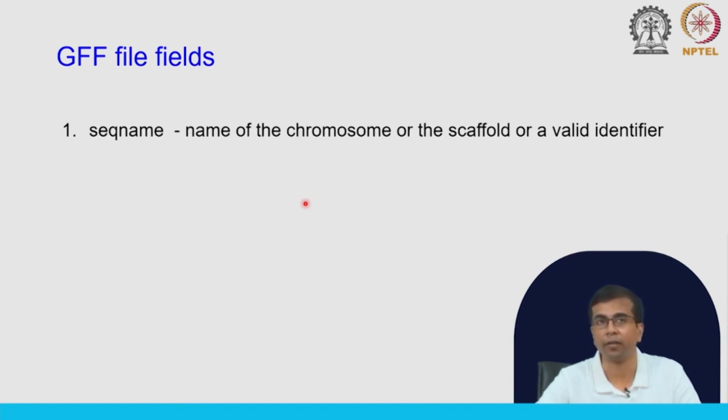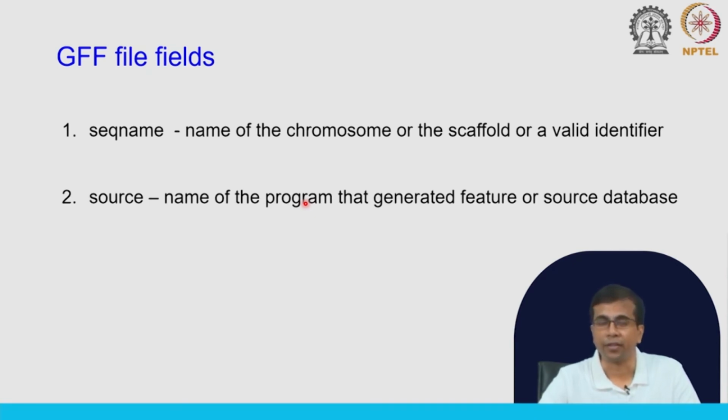The first one is called sequence name, which is usually the name of the chromosome or the scaffold or a valid identifier. In our example, it is an identifier from a database, which is again pointing to a chromosome. Instead of that identifier you can directly name the chromosome there. Then the second field is the source.